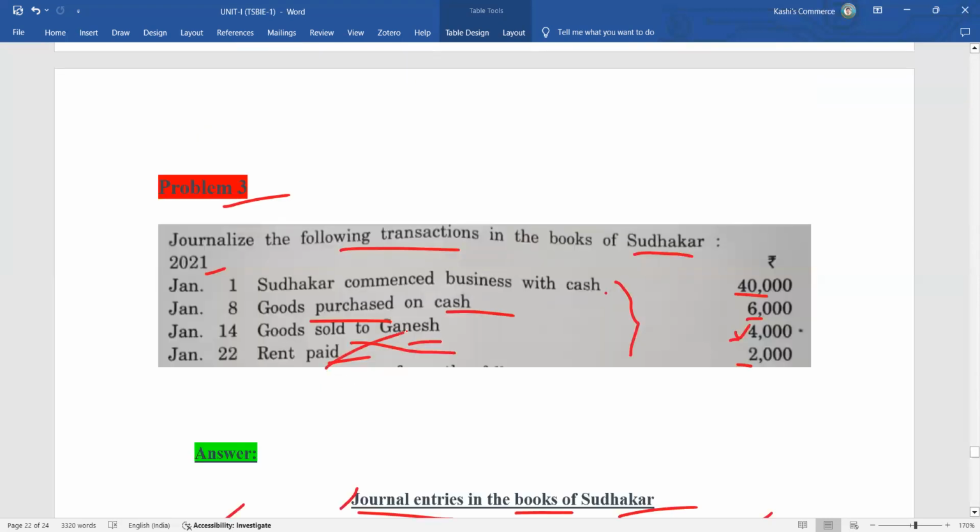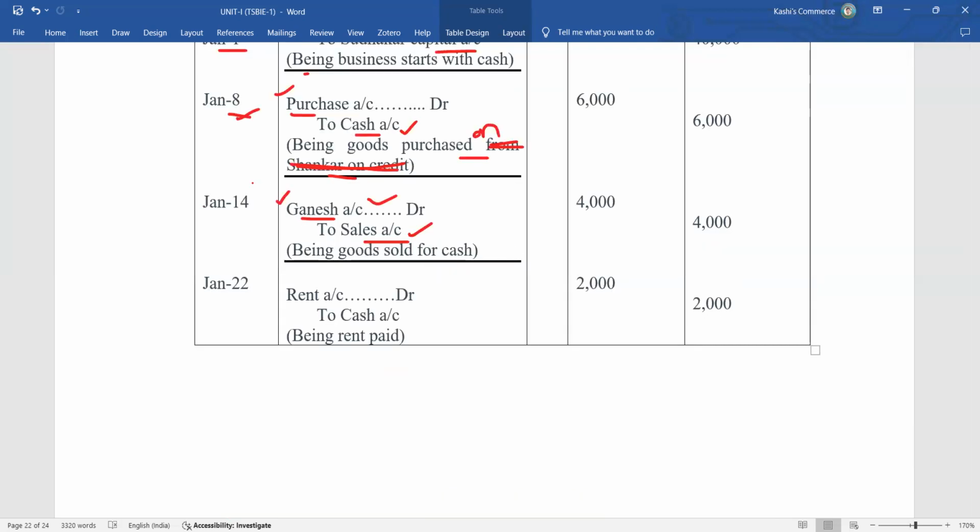Next, last, rent paid. Rent is an expenditure. As per nominal account, expenses and losses are debit. So rent is expense, that is why we have to debit it. While paying the rent, we have to pay cash to the building owner. Cash is paid to the building owner in the form of rent. Cash is an asset, and we are paying the asset. The value of the asset is decreasing, or the asset goes out from the business entity. That is why we have to credit the cash.